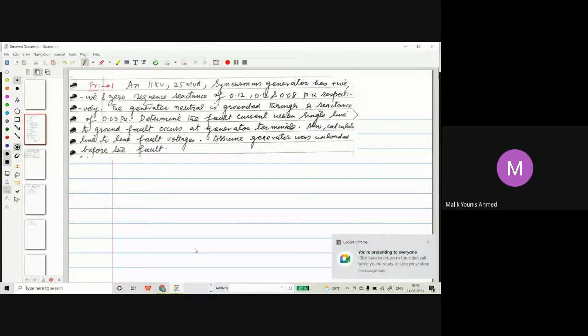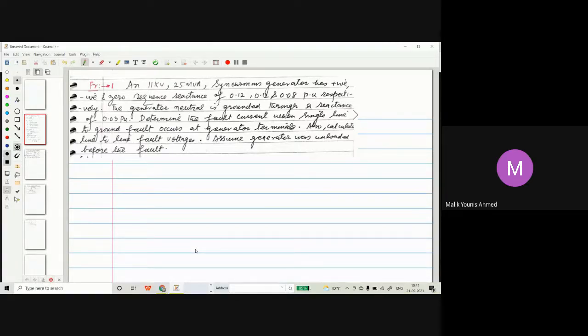A synchronous generator has positive, negative, and zero sequence reactance of 0.12, 0.12, 0.08 per unit respectively. The generator neutral is grounded through a reactance of 0.03. Determine the fault current when the single line to ground fault occurs at the generator terminals. Also calculate the line to line fault. We have probably done this.